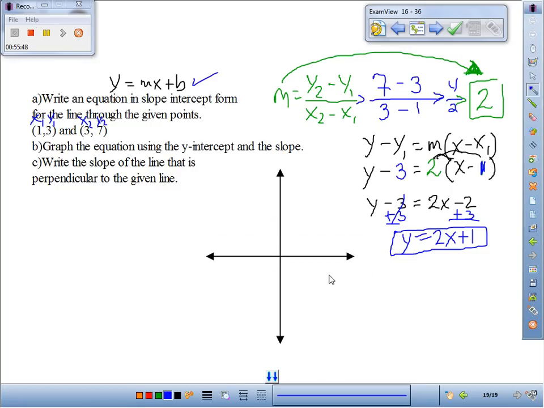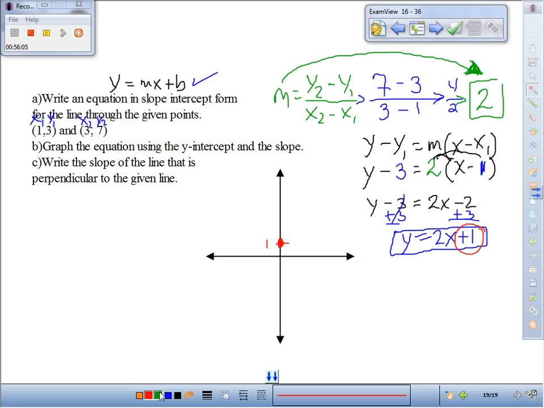There it is. So, it says here, use the y-intercept and the slope to graph. Let's look at our y-intercept. What is it? 1. So where's y equals 1? It's about right here. So there's my point.